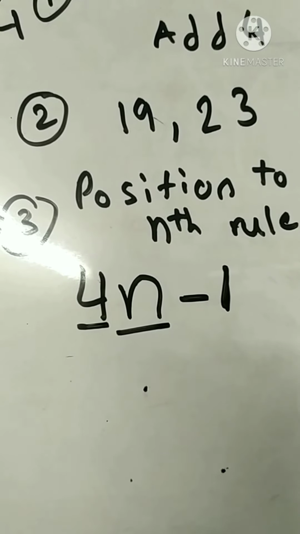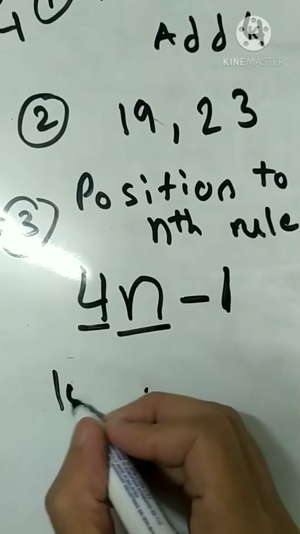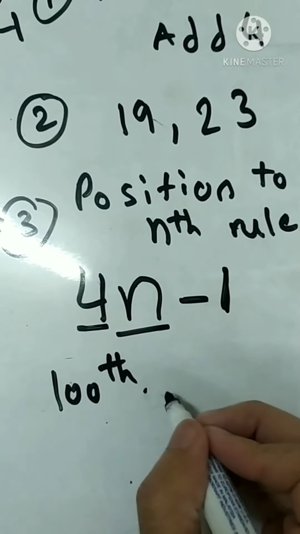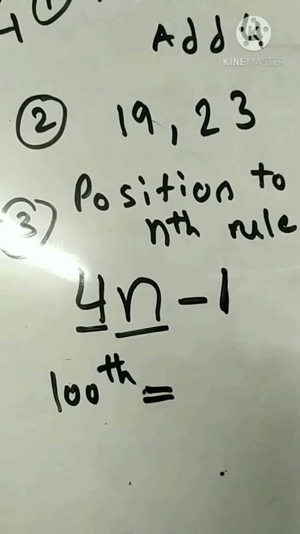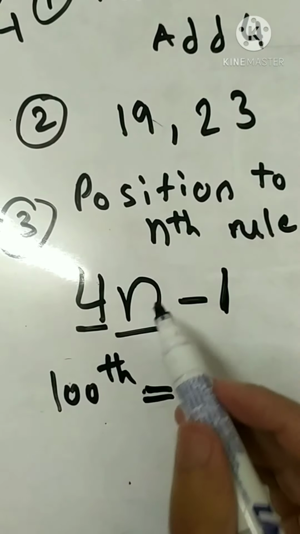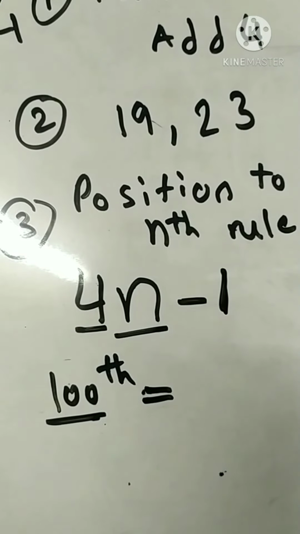Why is it very important to know the nth term or the position to term rule? It's very important because using this rule you can get the term just by knowing its position. For example, if I want to get the 100th term in this sequence, it's very easy. You're going to use this rule, the nth rule. In this question, we are going to substitute n with 100.